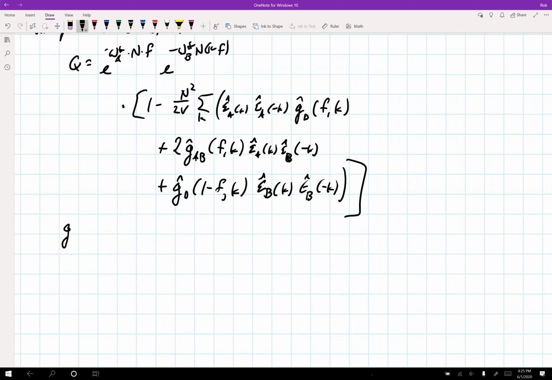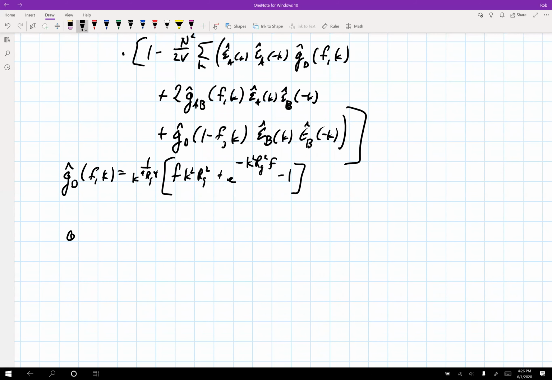All right, it's your modified Debye function, so GD of F and K, or 1 minus F if you're on the B block. This is 1 over k to the fourth Rg to the fourth. And again, everywhere where you have an F, you would just put a 1 minus F for the second place where it shows up, and the cross term GAB hat of F and K. This one's a little bit different, so it's 1 over k to the fourth Rg to the fourth.